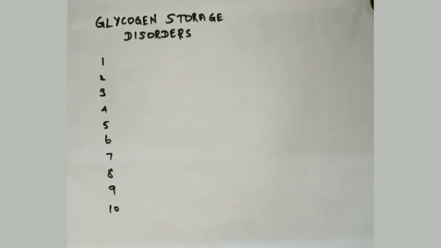Dr. Ashwinth Dental Info. Today we will be having a very short topic, which is how to remember glycogen storage diseases. So we will take up the first 10 types, type 1 to type 10, and we will try to remember the names of the glycogen storage diseases.